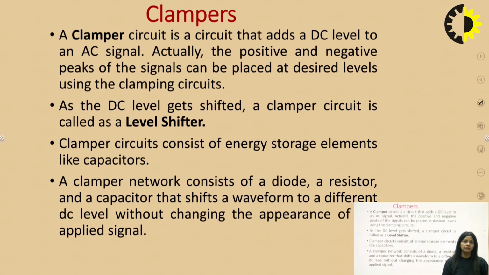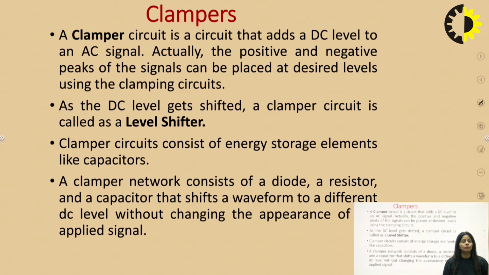Always understand that the peak to peak voltage of the given waveform is not going to be changed in the output waveform. Let's say the positive and negative peaks are at plus 20 and minus 20. The difference is 30 volts. The same 30 volts difference will also appear in whatever output you are getting at the clamper circuit, right? So only the DC level is going to be shifted by the clamper circuit, nothing else.